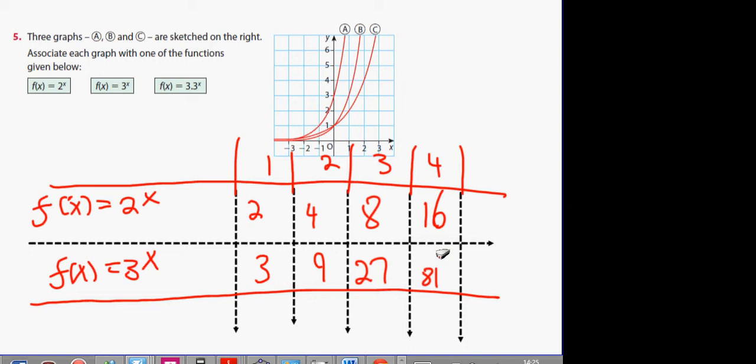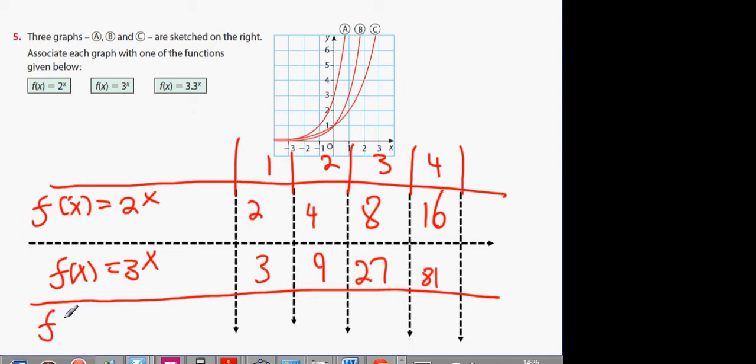3 to the power of x rises faster than 2 to the power of x, James, yeah? So what can you tell me? That 3 to the power of x goes up steeper. Okay, now let's try the next one.